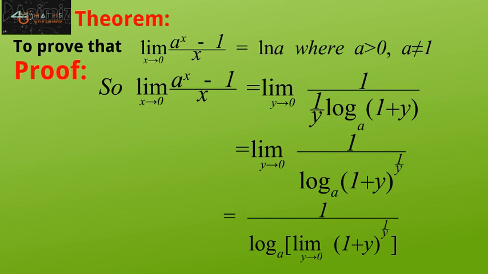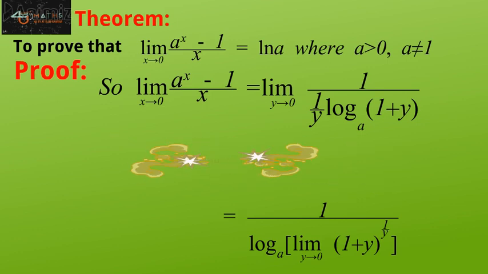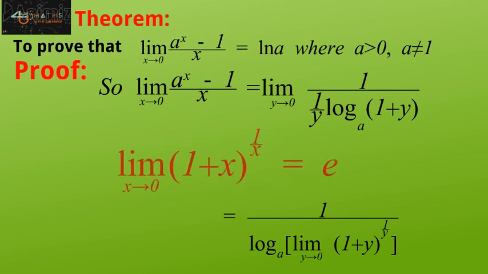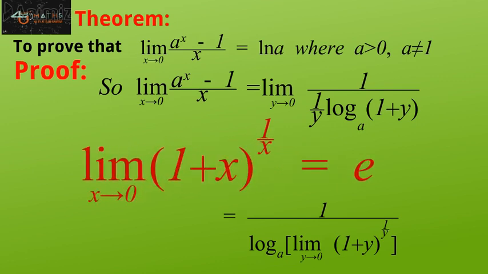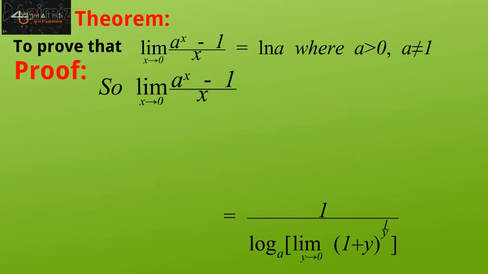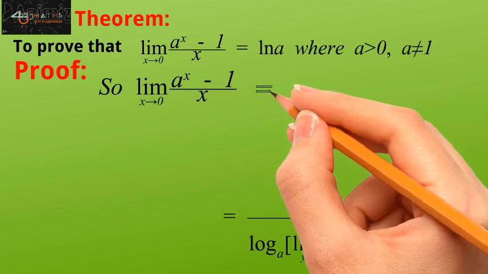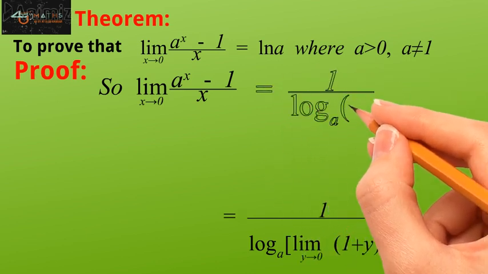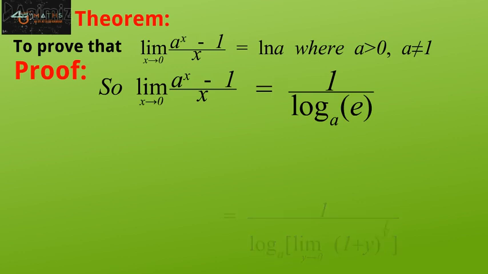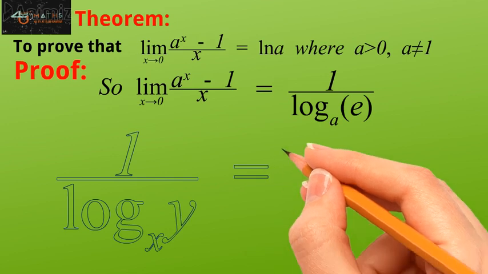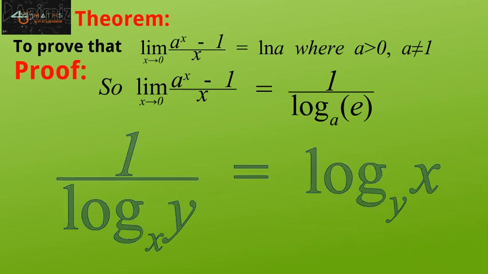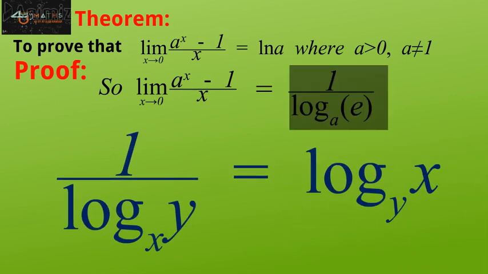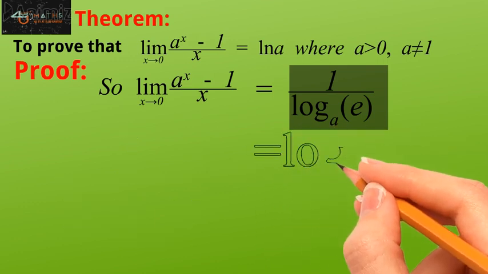Now here we will apply the limit that the limit as x goes to 0 of (1 plus x) raised to 1 upon x is equal to e, the Euler constant. So our relation becomes 1 upon log of e to the base a. Now this property of logarithm, 1 over log of y to the base x can be written as log of x to the base y, allows us to write 1 upon log of e to the base a as log of a to the base e.